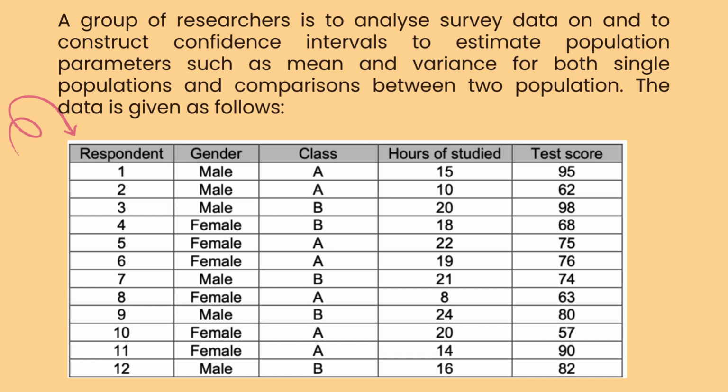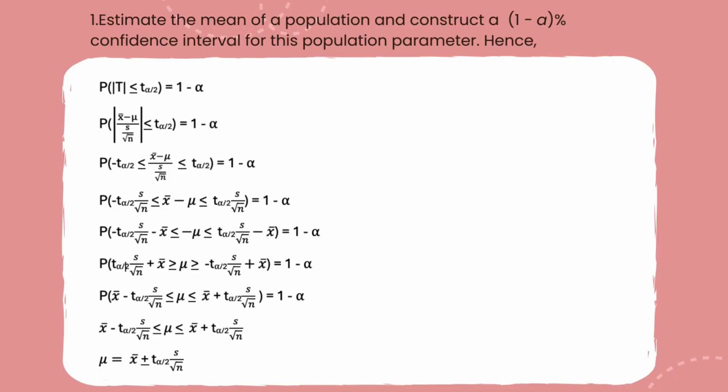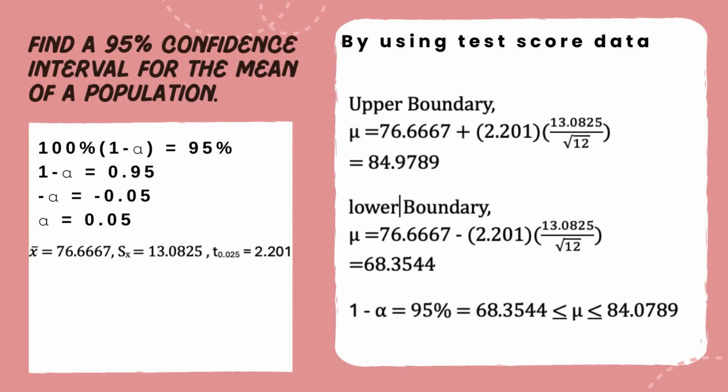So let's continue. For question 1, we were asked to estimate the mean of a population and construct a 1 minus alpha percent confidence interval for this population parameter. The way that we solve this question is by using the t distribution, as there are fewer than 30 samples given. After we derive the t distribution, we will use the test score data that is given and put it in a calculator to find the mean, the standard deviation of the sample given, and also the x bar.